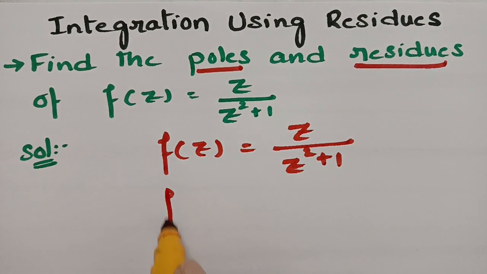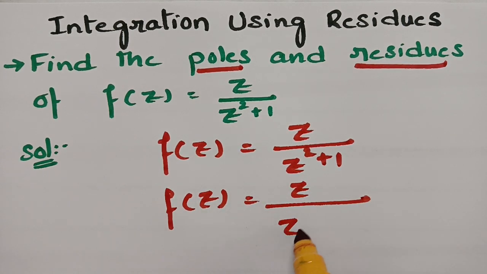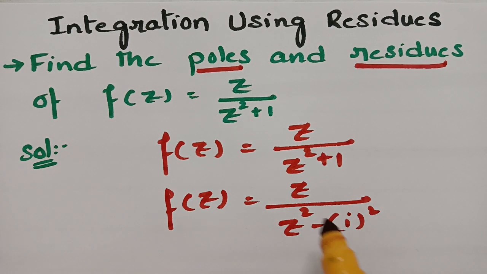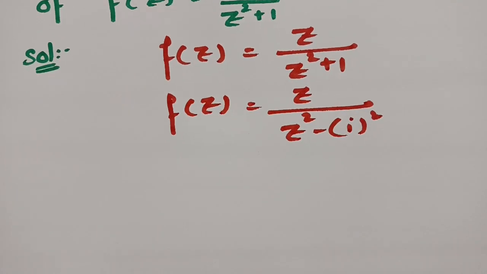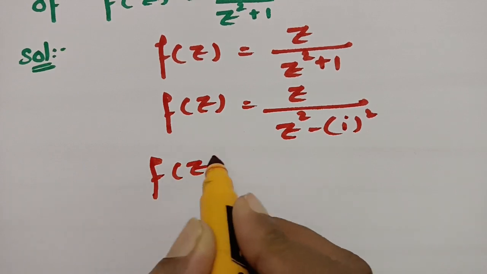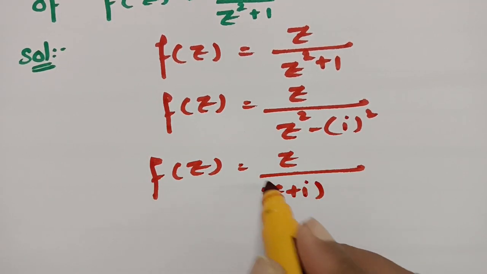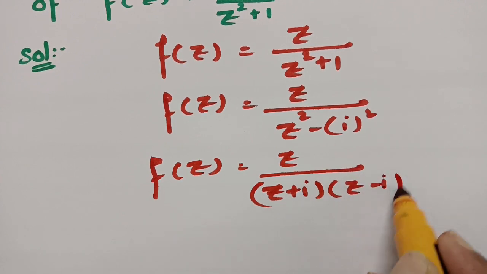So f of z can be written as z by z square minus i square, since i square value is minus 1, so this is minus of minus plus 1. Clear? Now this is of the form a square minus b square. So f of z can be written as z by z plus i into z minus i.